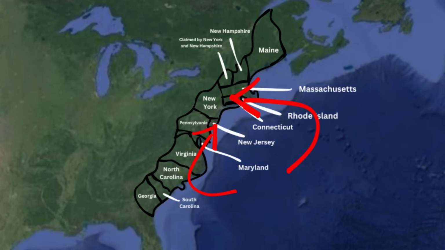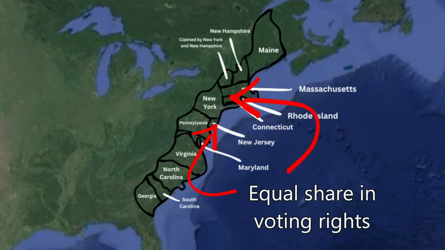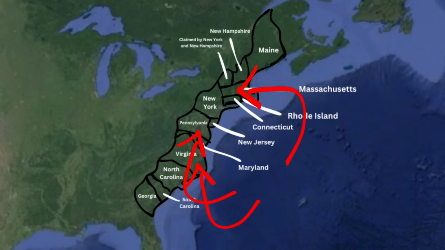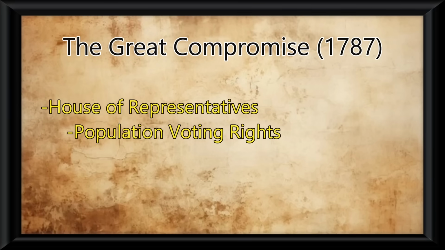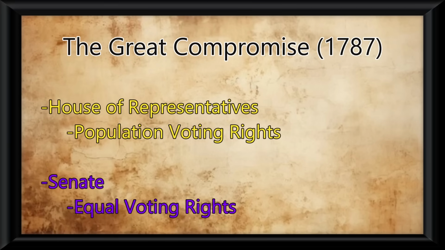People from states with a low population wanted an equal share in voting rights in the country, and people in states with higher populations wanted more voting rights because they had more people. This is where we see the Great Compromise of having the House of Representatives based on population and the Senate based on equal voting rights to each state.